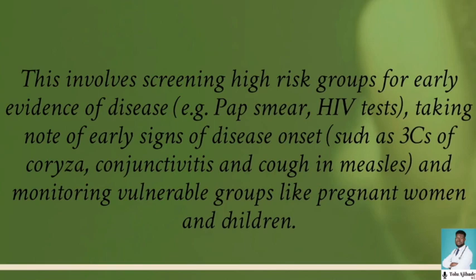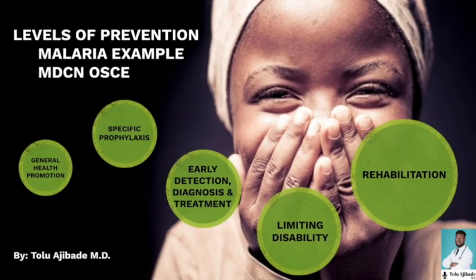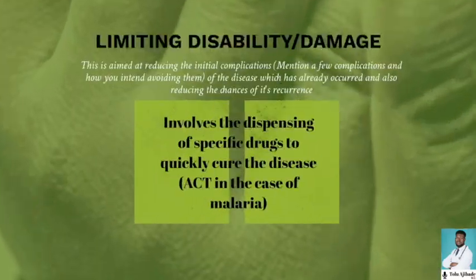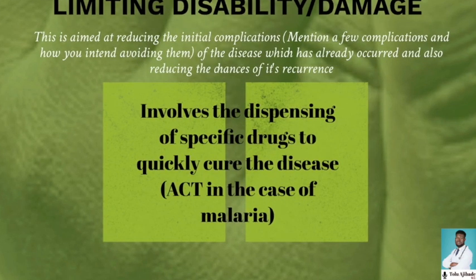Let's move on to limiting disability, which is the fourth step. We're almost done with this, so quick. So what does limiting disability do? It's aimed at limiting disability. Some people call it limiting damage. So that's another thing I should mention. Some of these names, it's not the name that matters, it's the idea behind it.